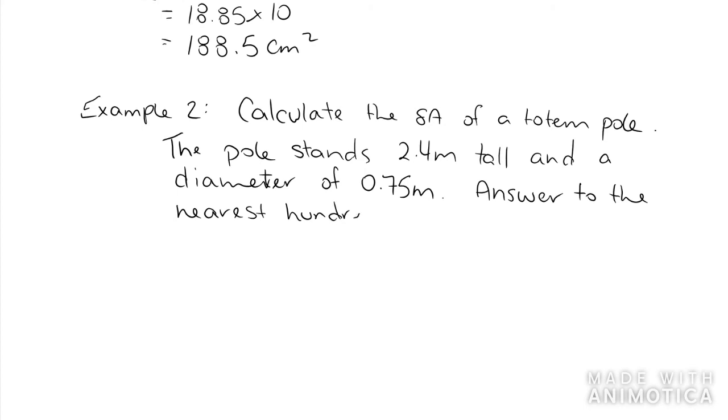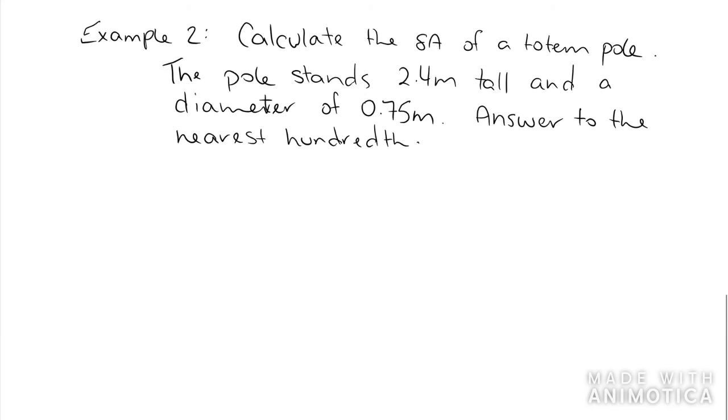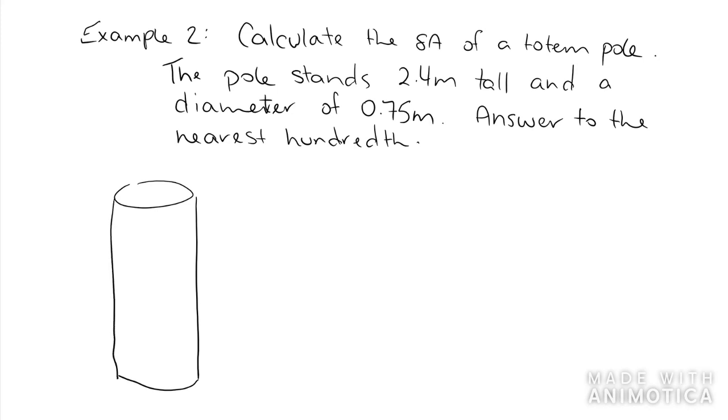So like all of our other problems, the very first thing we need to do is draw our picture. I'm just drawing the basic cylinder. I'm not going to get fancy. I know totem poles are usually very decorated with the carvings, but we're just going to draw the basic thing right now. So this is 2.4 meters, and the diameter, so all the way across, is 0.75 meters.